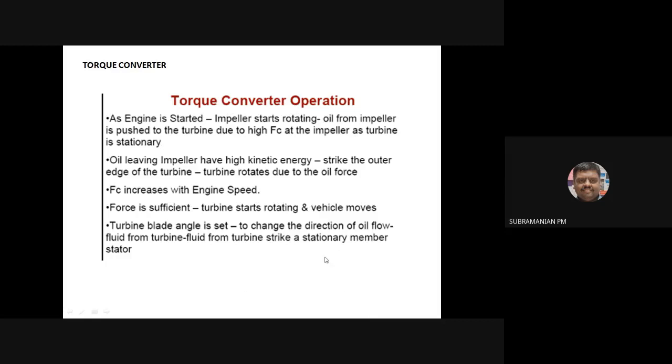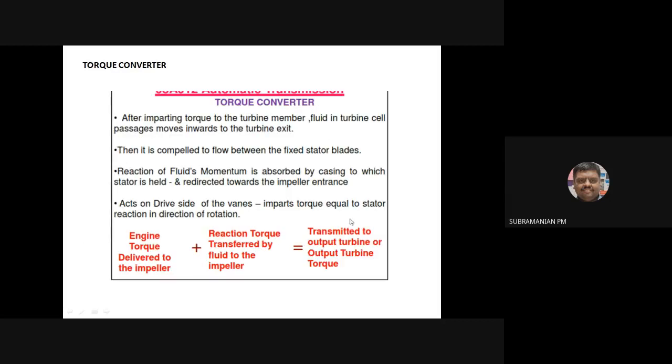So here, what will happen from the turbine? It is striking the stator. This equation is very, very important. For torque converter, if you are writing this equation, it is presumed that you have understood the concept. That is, engine torque delivered to the impeller plus reaction torque transferred from the fluid to the impeller. With the help of a stator, I am getting a force that will be assisting the rotation of the impeller. So two things, engine torque delivered to the impeller and reaction torque transferred by the fluid to the impeller, are getting added. That torque is transmitted to my output turbine. So torque multiplication is going to take place. What I am doing is absorbing the fluid momentum by a casing and redirecting it to the impeller.